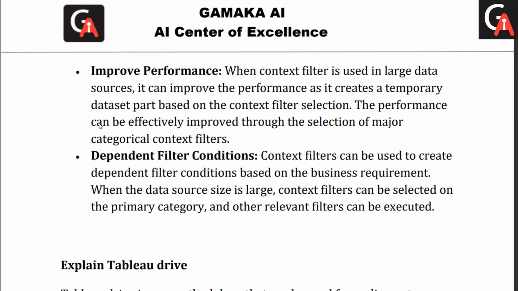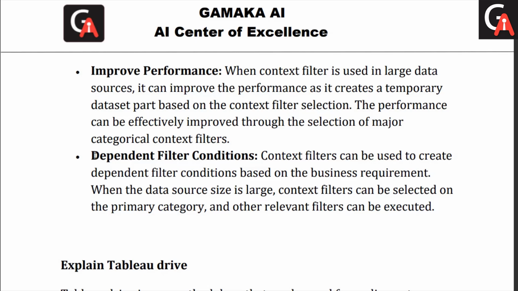So there are many advantages of using the context filter. First one, improved performance. When the context filter is used on a large data source, it improves the performance and it creates a temporary dataset based on the context filter selection. The performance can be effectively improved through a selection of a major categorical context filter.